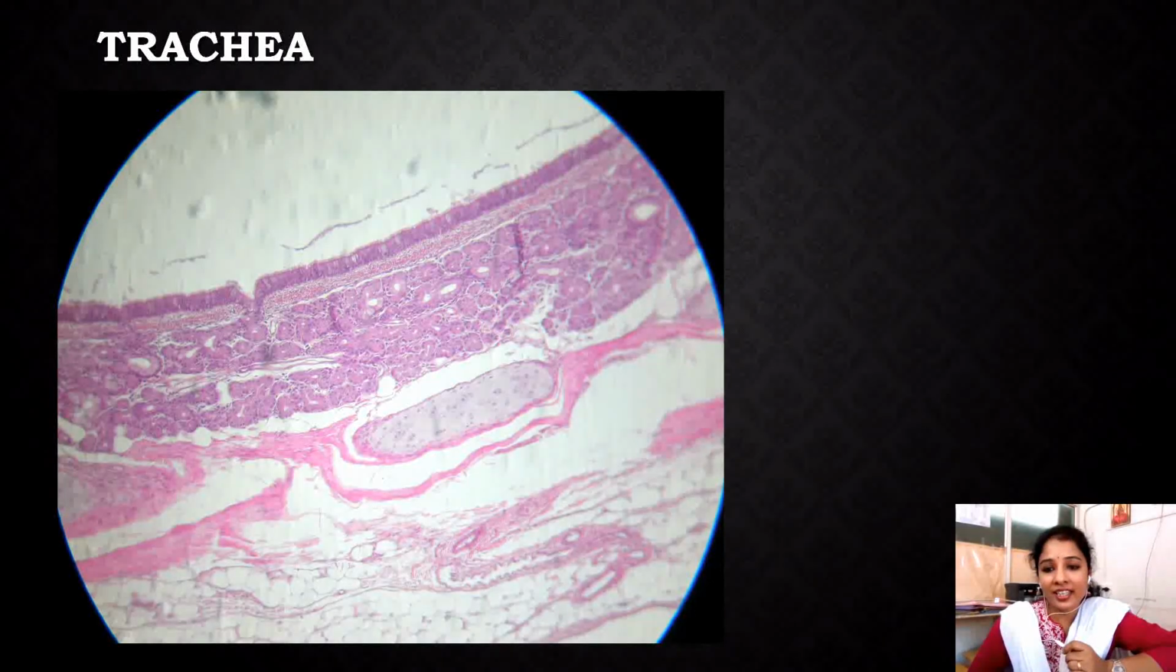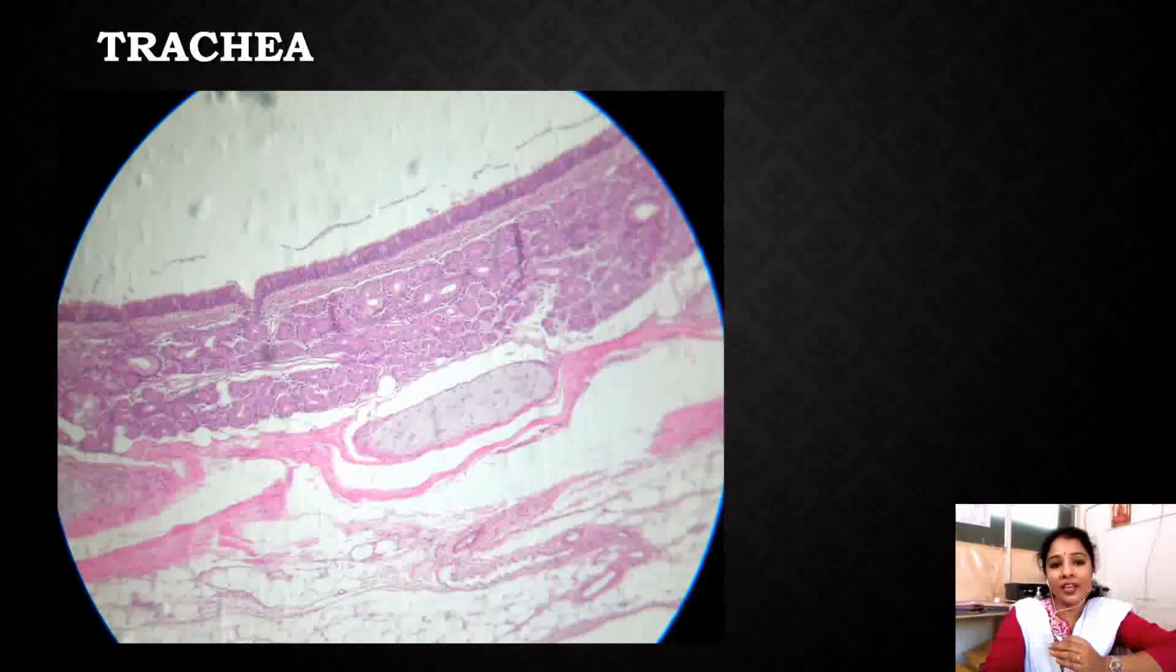So here is the trachea, which is a part of respiratory system. Trachea, we know, is a tube-like structure which is always patent. The patency is because of its hardness. It has a hard structure within it, which is called hyaline cartilage. So we'll go one by one first.